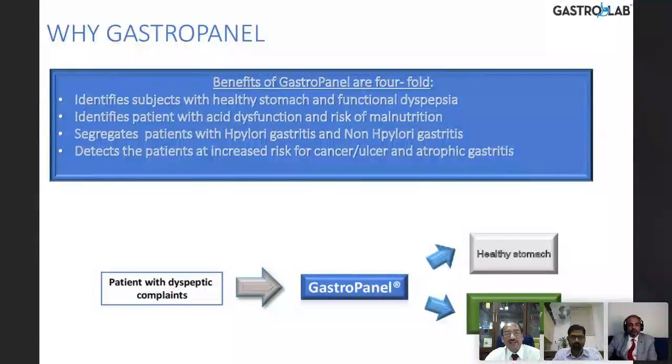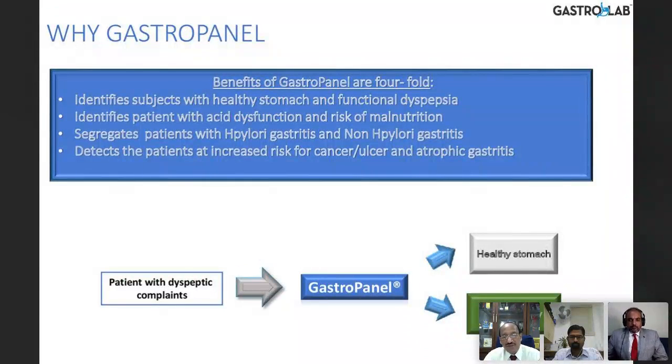So the benefits of GastroPanel are fourfold. One is identify subjects with a healthy stomach and functional dyspepsia, identifies a patient with acid dysfunction and risk of malnutrition. In low acid, the B12 is low, and all malabsorption, calcium, everything, like vitamin B12, can be malabsorbed. They can have vitamin D, everything can go into a malnourished state if the acid secretion is low. So segregates patients with H. pylori gastritis and non-H. pylori gastritis, detects patients at increased risk of cancer, ulcer, or atrophic gastritis.